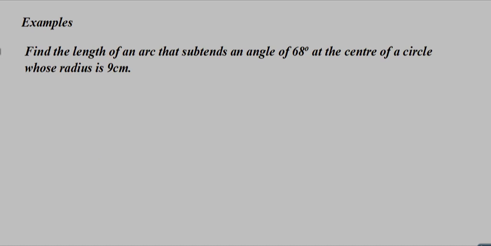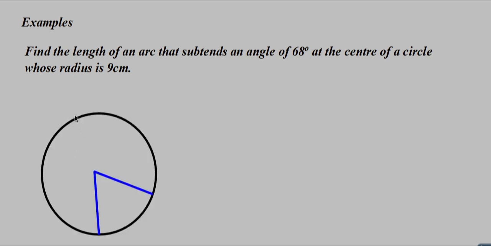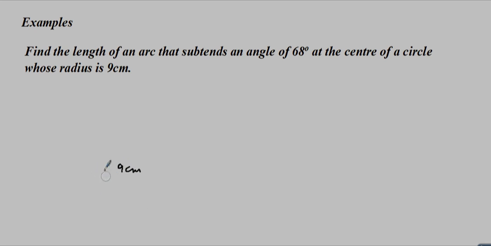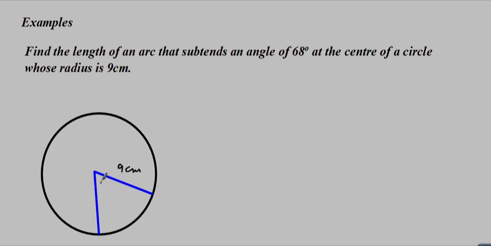Now let's say that we want to find the length of the arc that subtends an angle of 68 degrees at the center of a circle whose radius is 9. This is the situation more or less. We have a circle whose radius is 9 centimeters, and the angle at the center is 68 degrees, and our aim is to calculate this length, the length of the arc.